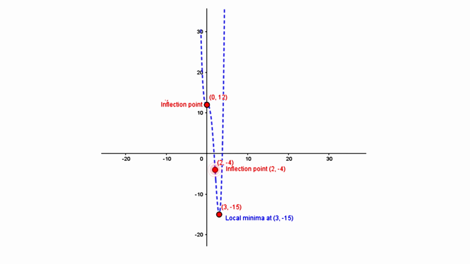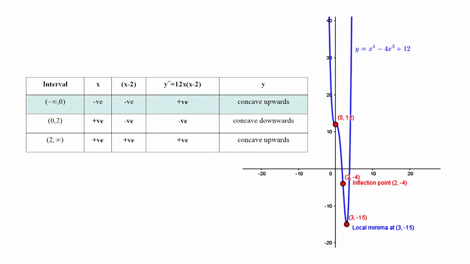We now look at the concavity properties of the curve in the intervals minus infinity to 0, 0 to 2 and 2 to infinity. In the interval minus infinity to 0, x is negative, x minus 2 is negative, and hence y double dash is equal to 12x into x minus 2 is positive, hence y is concave upwards. In the interval 0 to 2, x is positive, x minus 2 is negative, and hence y double dash is equal to 12x into x minus 2 is negative, so that y is concave downwards.